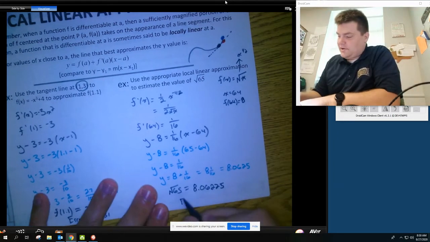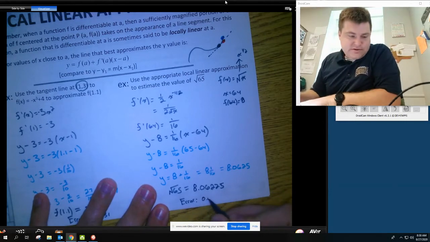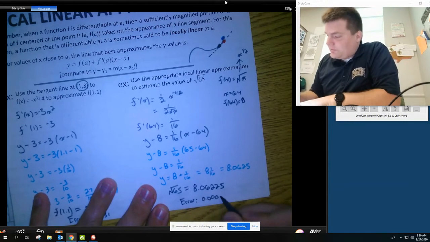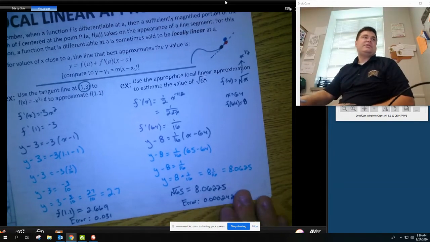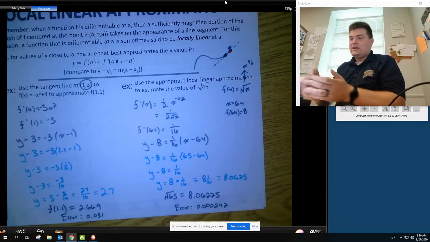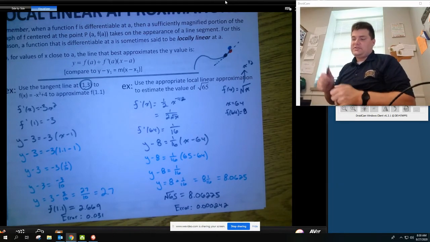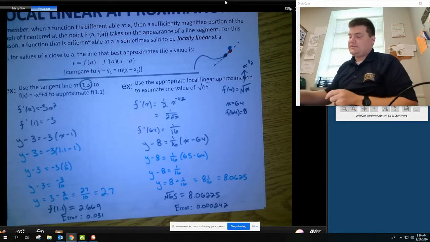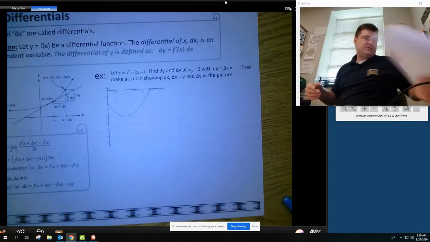So the error here is going to be 0.000242 if you just keep plugging everything in. So that's going to be the error right there. So the approximation is pretty gosh darn close. All right. So that is how you use the tangent line to approximate values of functions that are somewhat difficult to plug into depending on what numbers you have. Let's go ahead and move on to differentials.